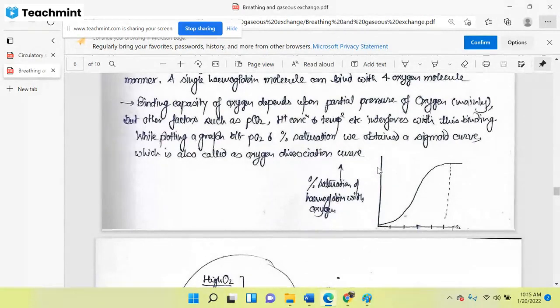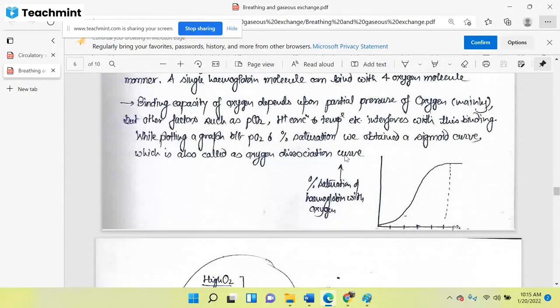So if you are increasing the partial pressure of oxygen, then in the first stage the rate of saturation will run at a higher rate, then it becomes linear, and after some time it will be saturated, or we can say it will become a plateau. It means after this point, if you are increasing the concentration or partial pressure of oxygen, whatever hemoglobin is there will be saturated, and after that no binding of oxygen takes place.